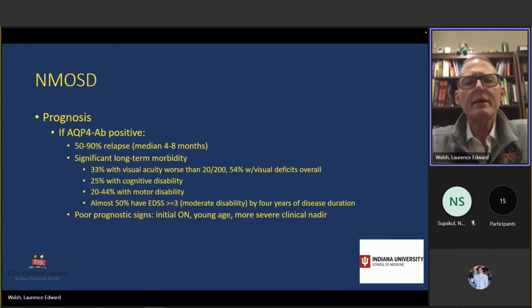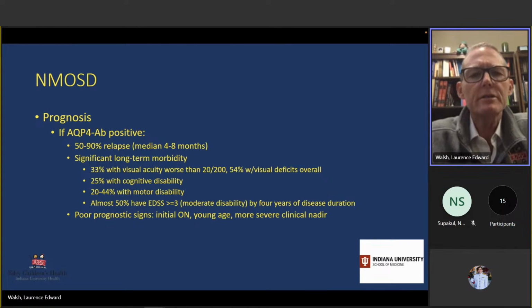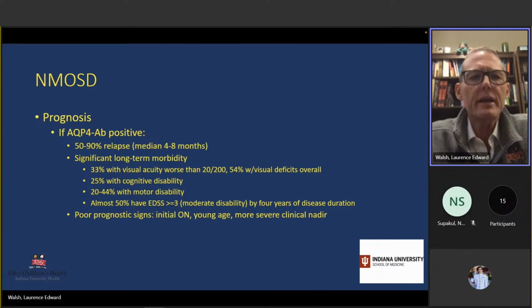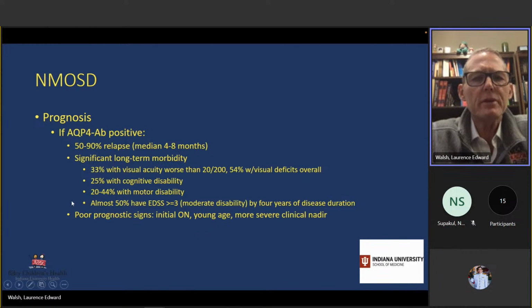So this is the one that, even though it's not MS, there can be significant long-term morbidity for children with NMOSD. First is relapse rates are really high, and they relapse pretty quickly. Second is, long-term, 33% may have significant vision loss, and over half have visual deficits overall. 25% have cognitive disability, and this could be subtle, but enough to mess up school. A third or so will have motor disability.